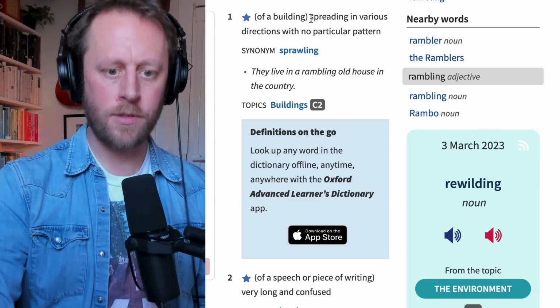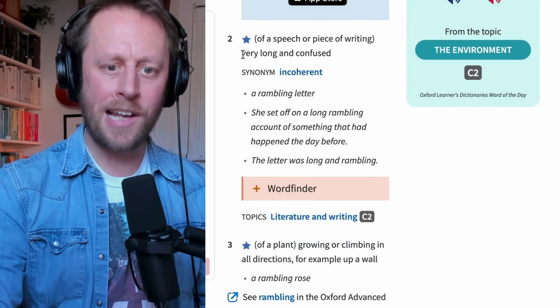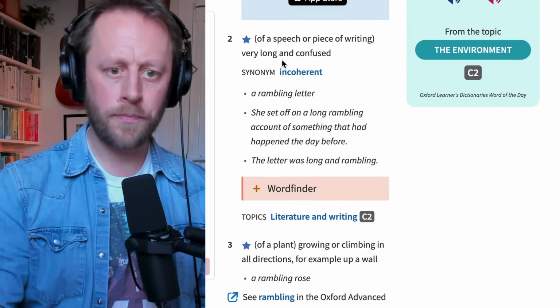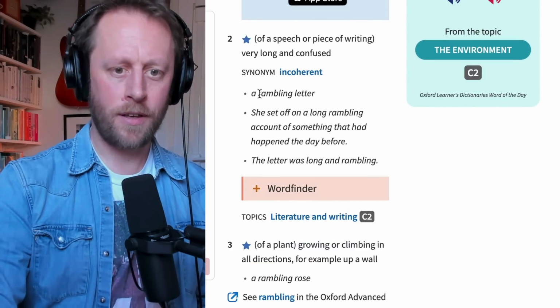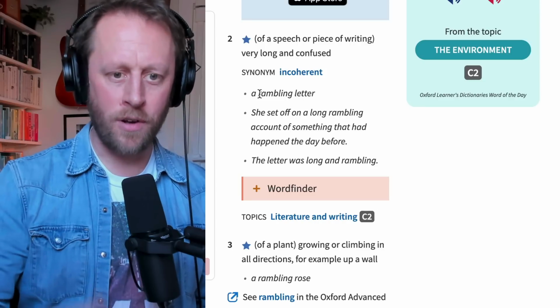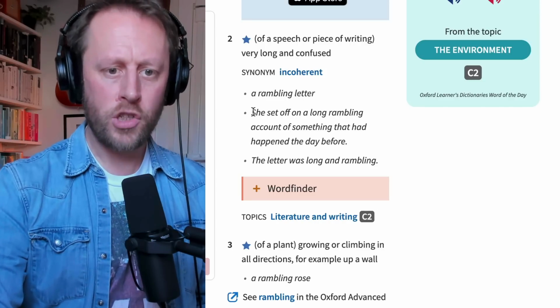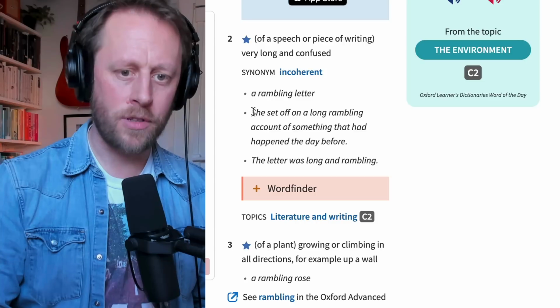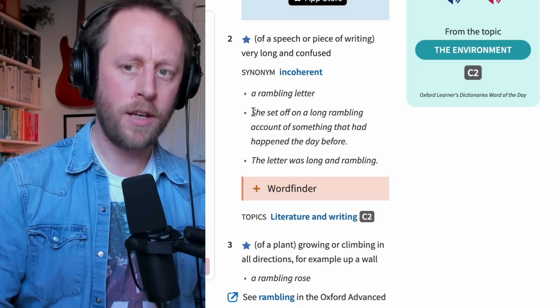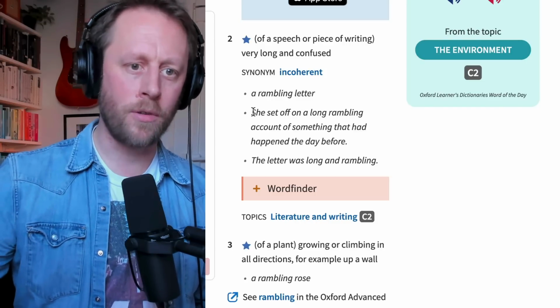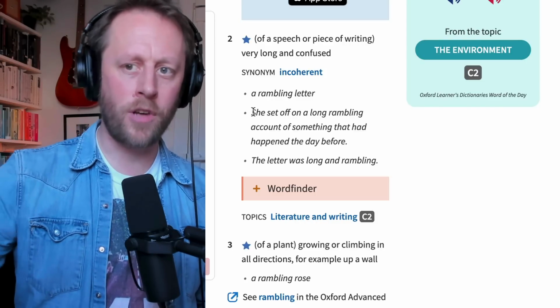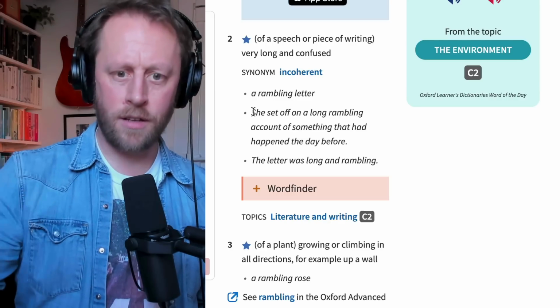A rambling old house. Rambling speech means very long and confused, according to Oxford. A rambling letter. A letter that just goes on and on and on and it's not very organised. She set off on a long rambling account of something that had happened the day before. That's someone describing what happened to them the day before, and someone who kind of goes off talking in a disorganised way.